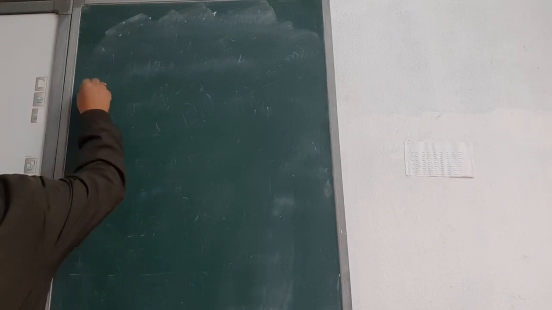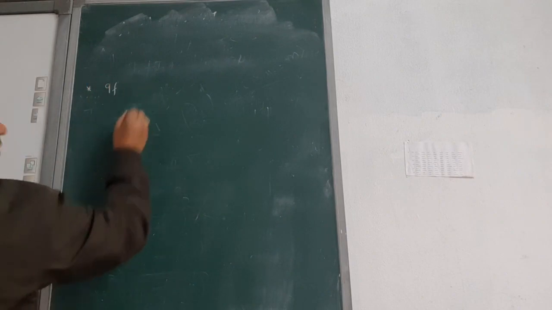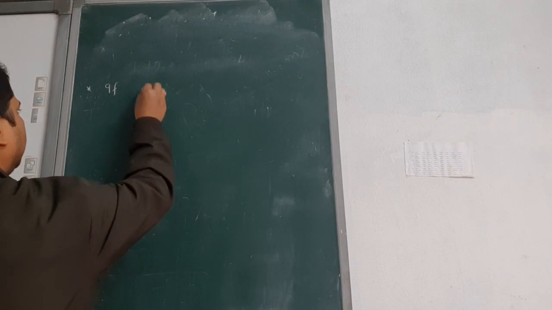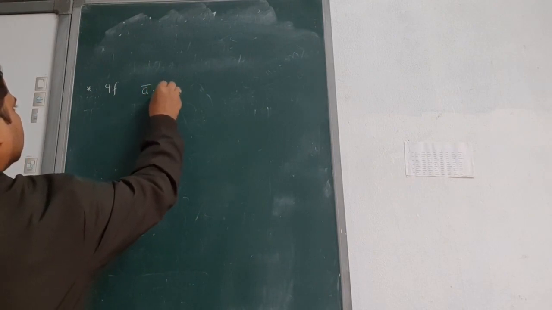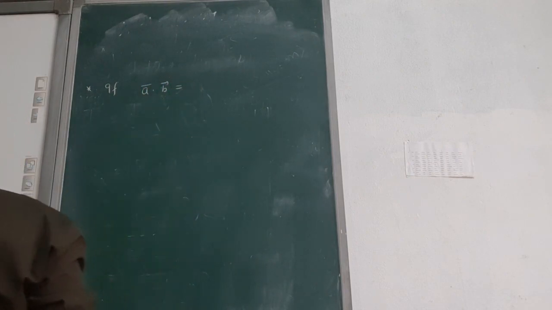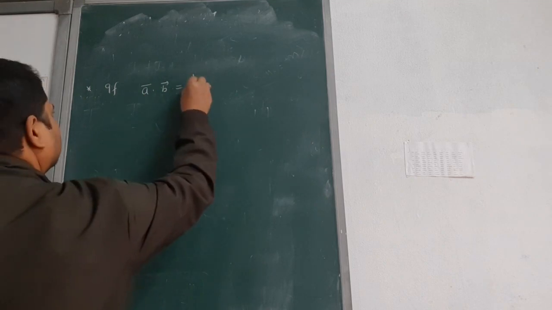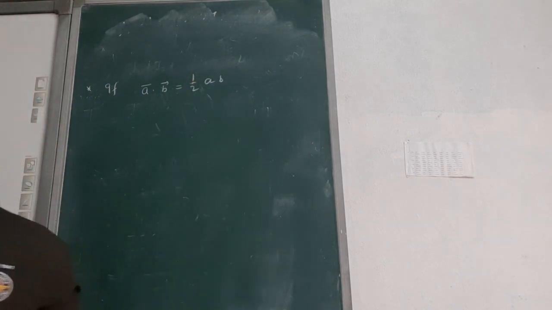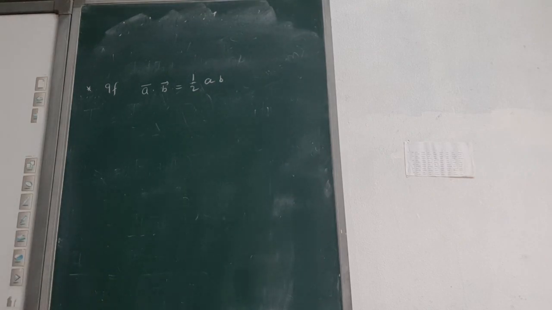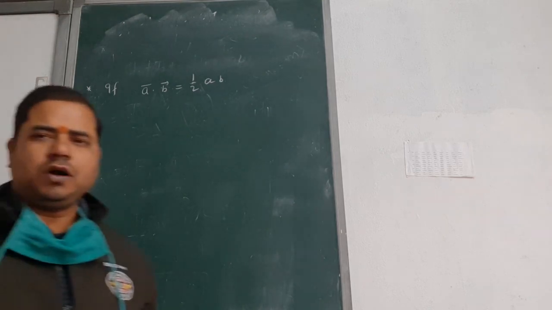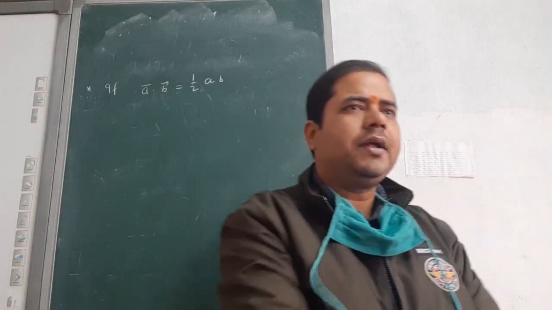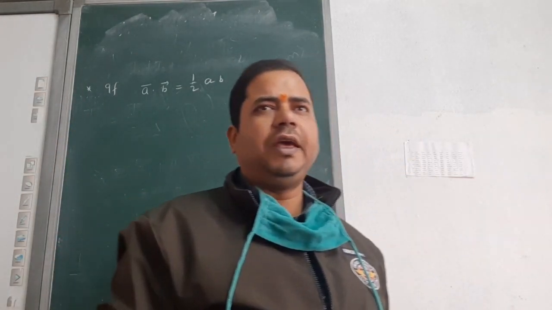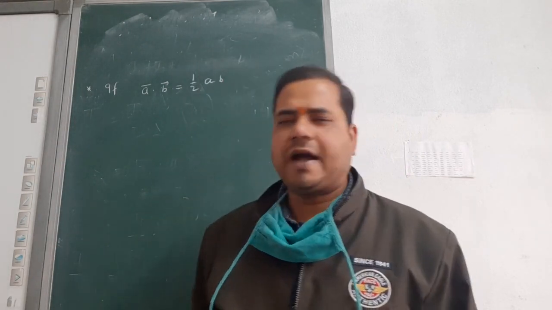If A dot B is equal to 1 by 2 AB, that means 1 by 2 mod of A mod of B. AB means what? 1 by 2 mod of A mod of B. Clear? That means magnitude.